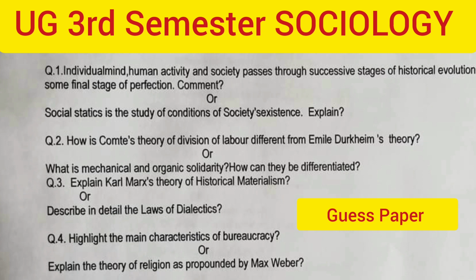Question number 1, individual mind, human activity and society pass through successive stages of historical evolution leading to some final stage of perfection. Comment. So this is the question regarding the Law of Three Stages by Auguste Comte. Or, social statics is the study of conditions of society's existence. Explain. Again, this is a question from the unit on Auguste Comte.